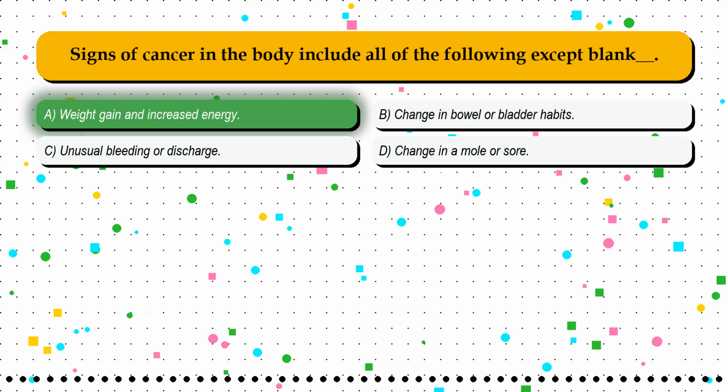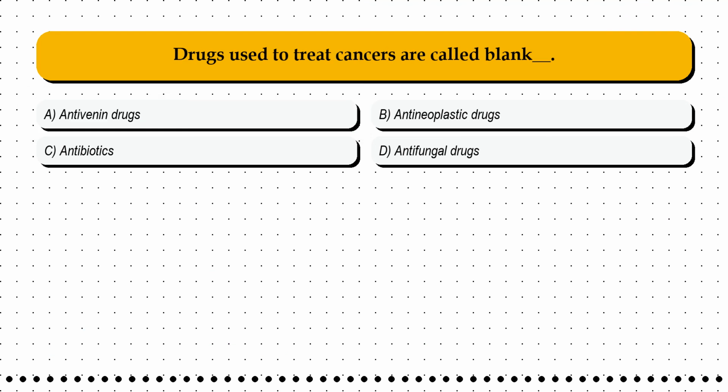The correct answer is option A, weight gain and increased energy. Question 189. Drugs used to treat cancers are called blank blank. Option A, antivenin drugs. Option B, antineoplastic drugs. Option C, antibiotics. Option D, antifungal drugs.